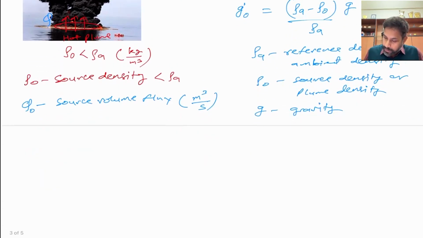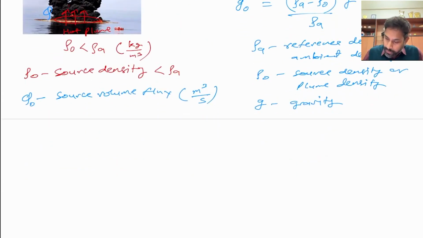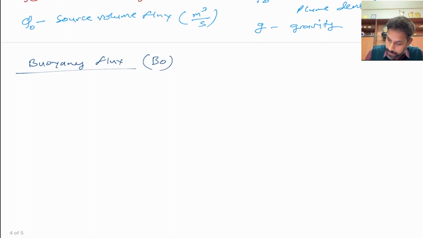Okay, so this is a parameter that's called reduced gravity, and this is very important in defining buoyancy driven flow. All right, and now we know there is this parameter, so we can define one more parameter, because there is one more parameter that is involved here, and that is the source volume flux. So what we will do, we will find a common parameter that can define the effects of density difference and the volume flux together.